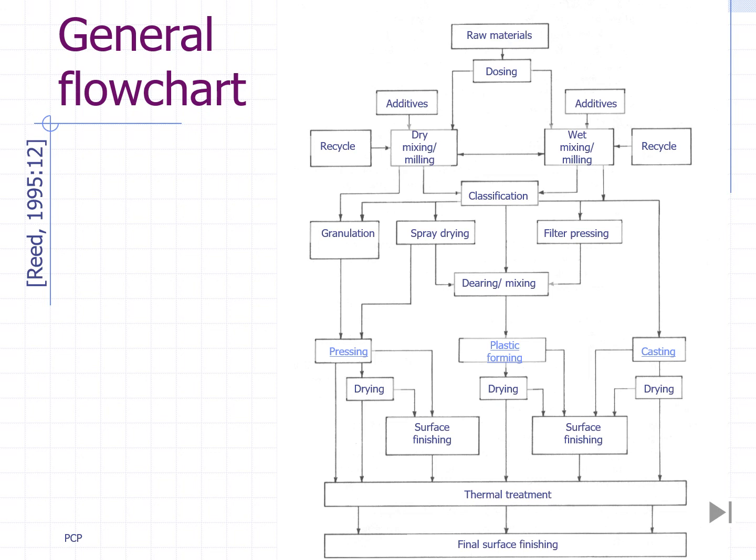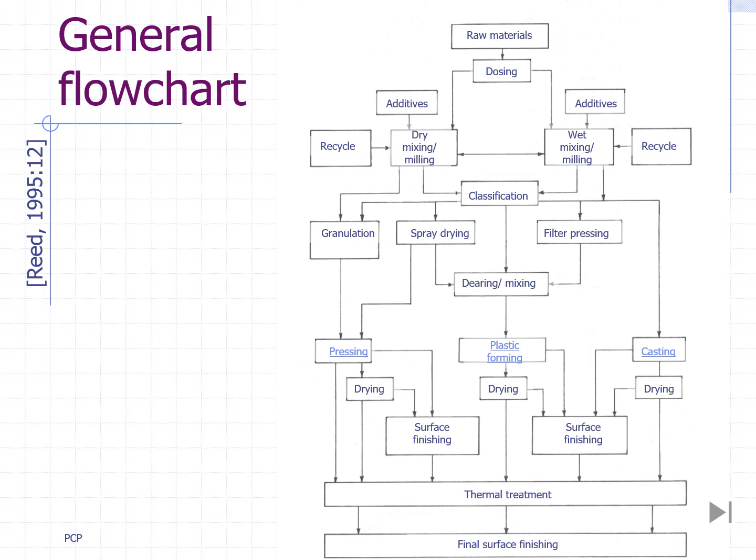dosing, milling, which can be either dry at the left-hand side or wet at the right-hand side, besides classification and pre-shaping steps such as granulation, also known as humidification, spray drying, and filter pressing. In this first part of the process, the raw materials, the additives, and eventually some kind of recycled matter are added to form a powder mix or a slurry or slip, depending on the amount of liquid used, which is generally water.